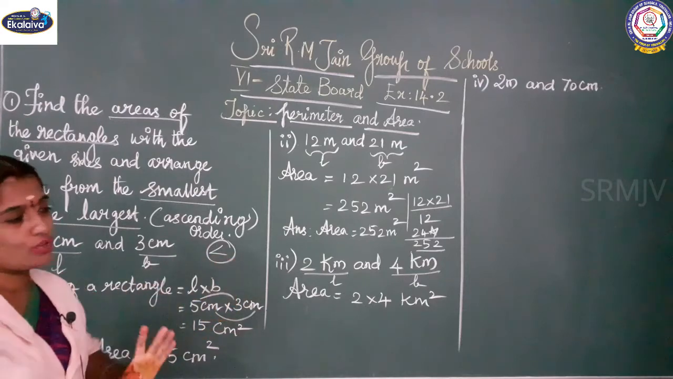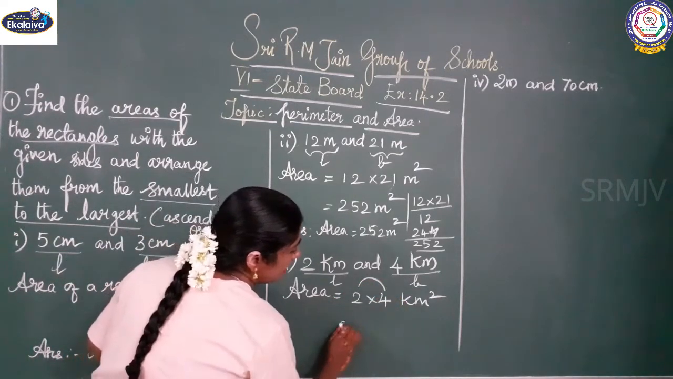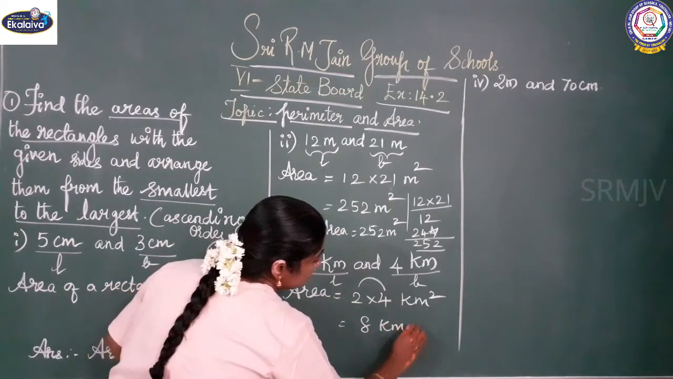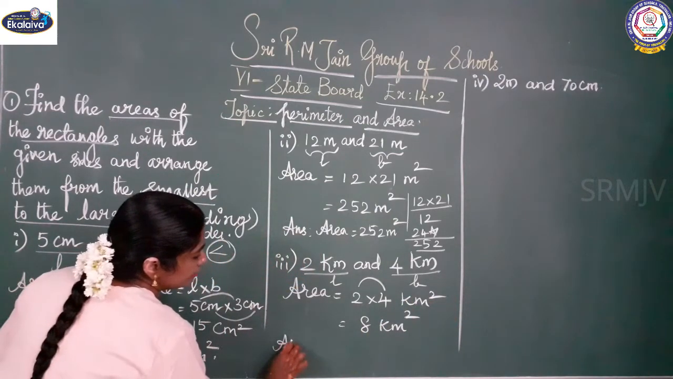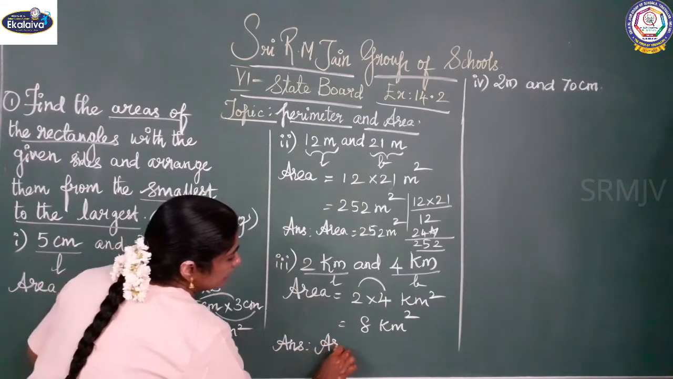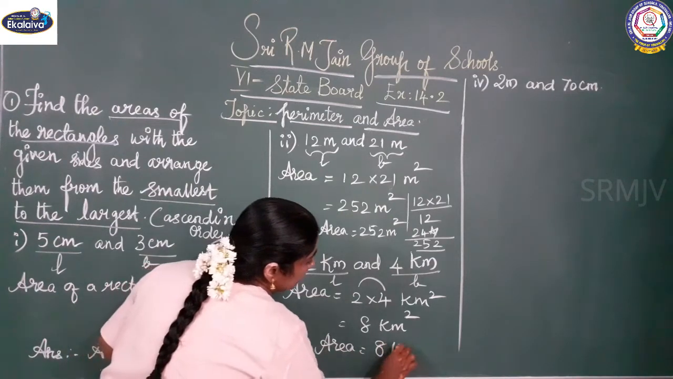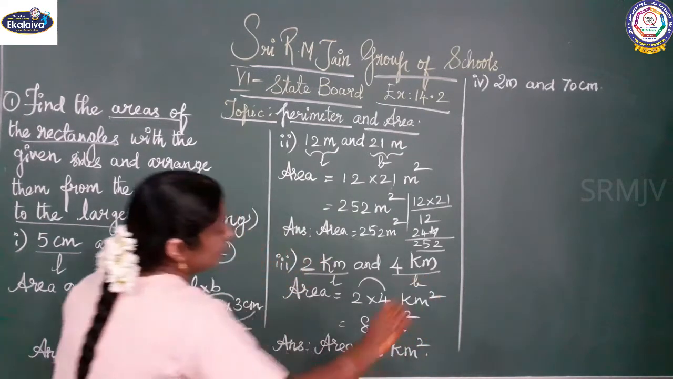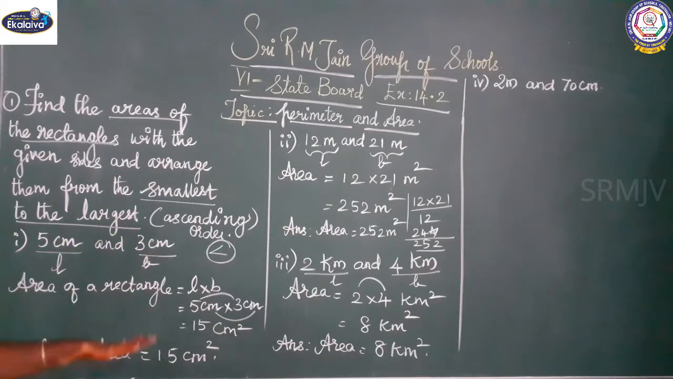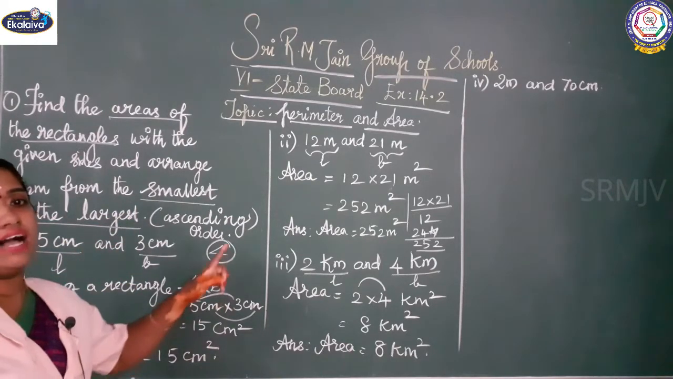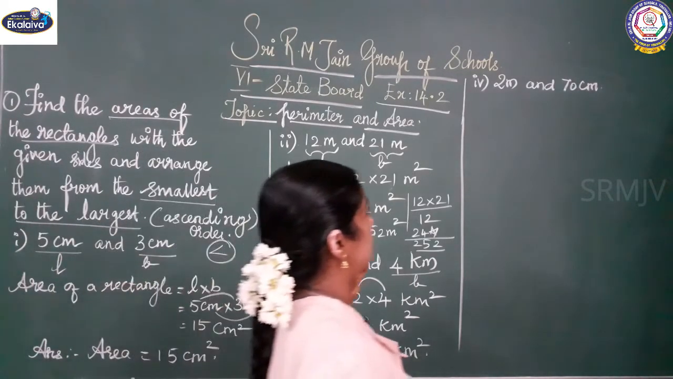So kilometer square. What is 2 4s are? 8 kilometer square. So answer for the third one is what? Area is equal to 8 kilometer square. Got it? Any doubt in this? Next, I will move on to the fourth sum.